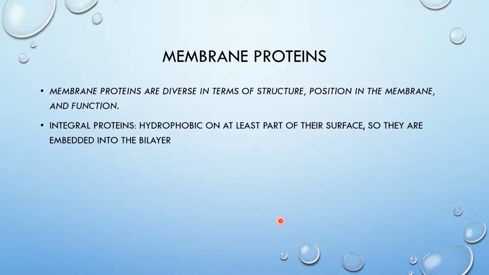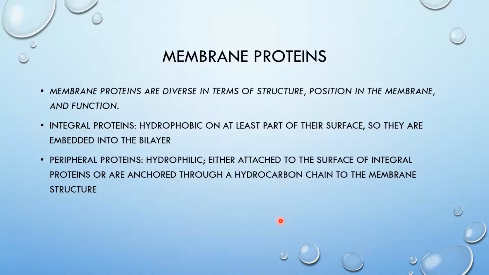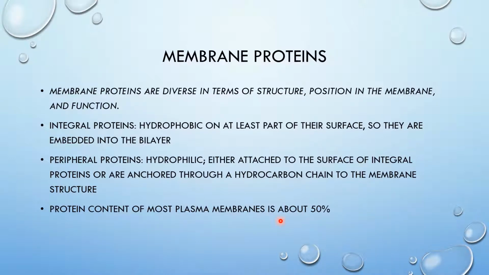and there are multiple types of membrane proteins. So integral proteins are hydrophobic on at least part of their surface, so they are embedded into the bilayer. Peripheral proteins, on the other hand, are hydrophilic. They're either attached to the surface of integral proteins or anchored through a hydrocarbon chain to the membrane structure. I know it's confusing, but there's a diagram later, so make sure you internalize this, and then if you see a diagram and label integral proteins, peripheral proteins, you will probably understand better.